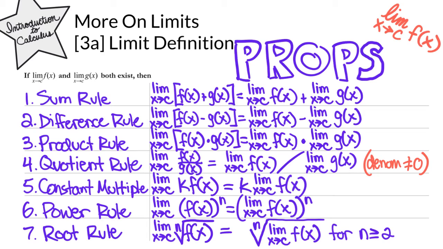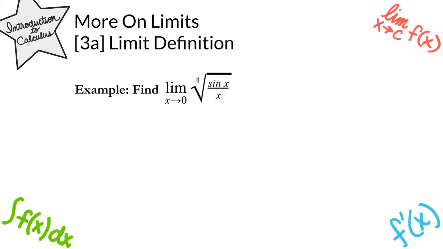I'd like to point out how the properties are similar to those of real numbers. In other words, they're fairly consistent with what we'd expect them to be. Our last example is a unique one. Find the limit as x approaches 0 of the fourth root of sine x over x.